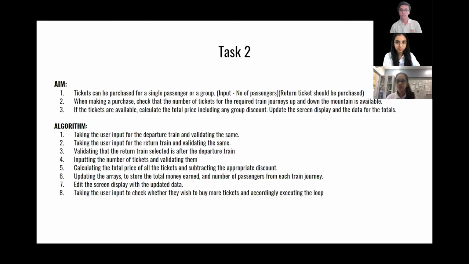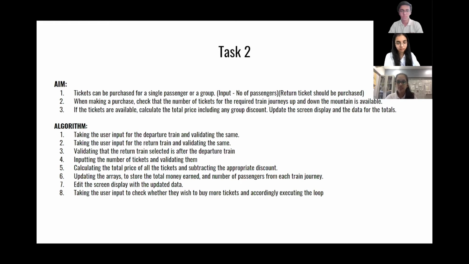So now we're going to be explaining the algorithm for task 2. The aim of task 2 is to calculate the total cost of purchasing tickets and checking whether or not a discount is applicable for the same. So if the tickets are available, the final cost is calculated and the screen display is updated.